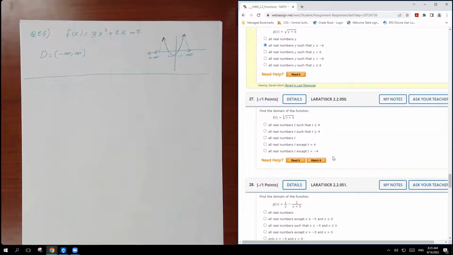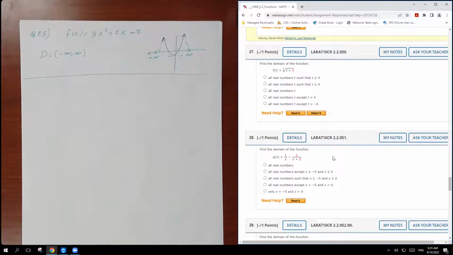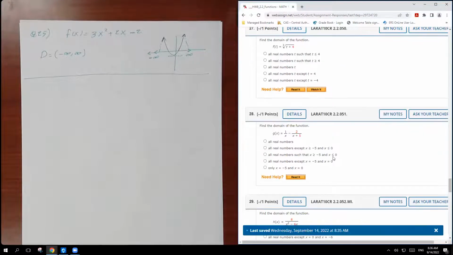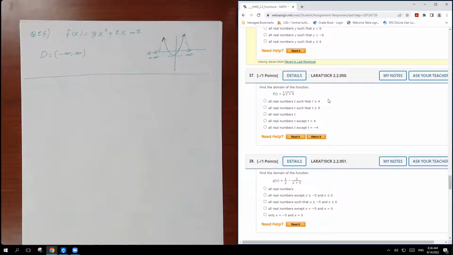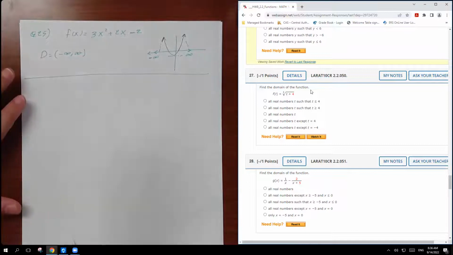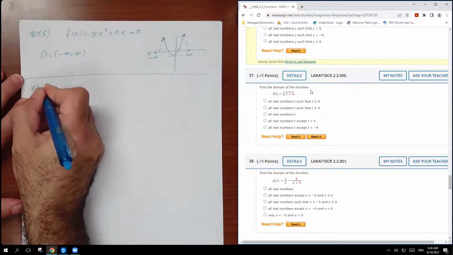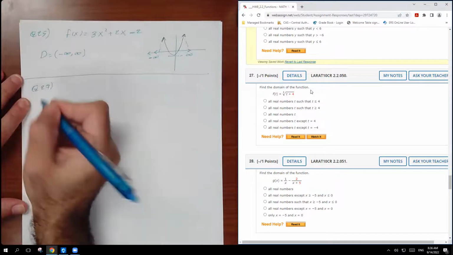Let's go to the next one. 27. How are we going to work on example 27? How are we going to find the domain for this one? Let's graph this function, because this one is not square root.